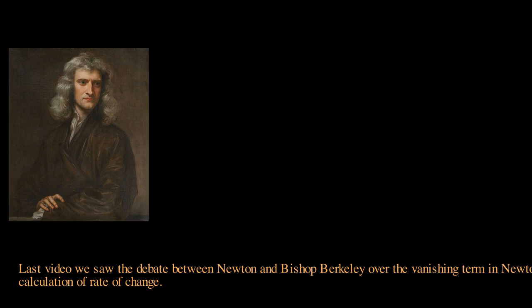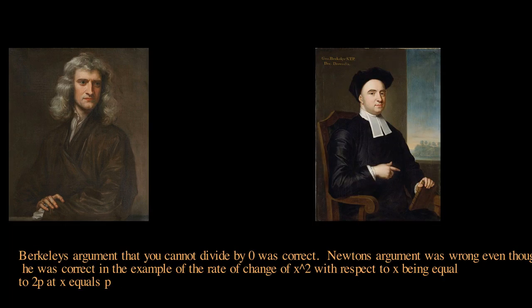Last video, we saw the debate between Newton and Bishop Berkeley over the vanishing term in Newton's calculation of rate of change. Berkeley's argument that you cannot divide by zero was correct. Newton's argument was wrong, even though he was correct in the example of the rate of change of x squared with respect to x being equal to 2p at x equals p.